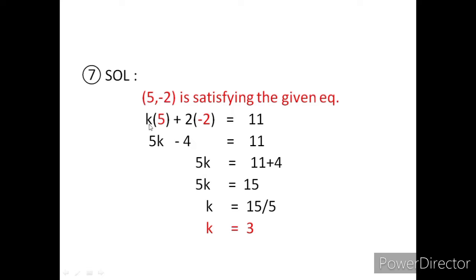So the equation is like this: k into x, you have to write 5, plus 2y. In place of y, you write minus 2, is equal to 11. Therefore, it is nothing but 5k, plus into minus minus, 2 twos are 4, is equal to 11. Therefore, you have to transpose minus 4 to this side, it becomes plus 4. Here 5k is equal to 15, k is equal to 15 by 5. You transpose this 5 to the RHS, it becomes divided by 5. Therefore, k is equal to 3.